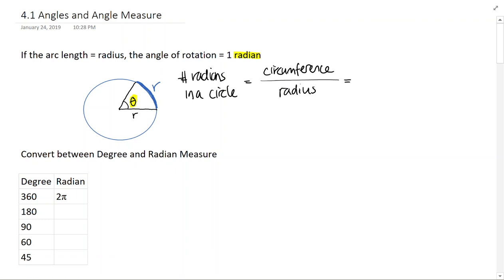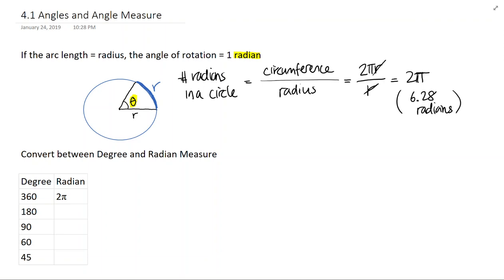So circumference, if you remember from before, is equivalent to 2 pi r. That's how you find the circumference of any circle. And the radius is r, so since the r's cancel out, you're left with 2 pi. So in one circle, the number of radians in a circle is 2 pi. Now keep in mind, pi is really just a number. So if you think of pi as 3.14, then basically we have 6.28 radians in a circle.